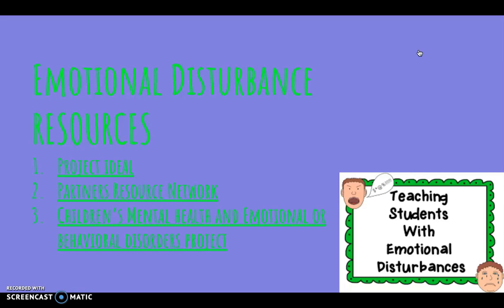The next category is emotional disturbances. Emotional disturbance is a condition where the child exhibits one or more of the following characteristics over a long period of time and to such a degree that their educational performance is adversely affected.